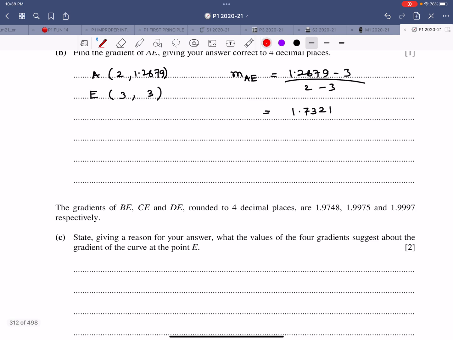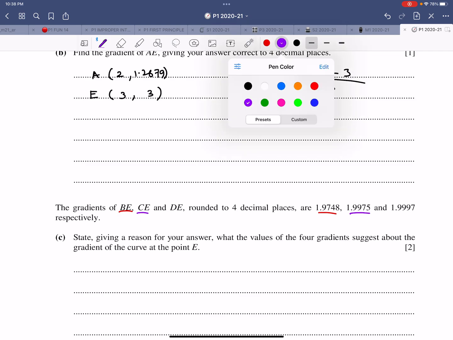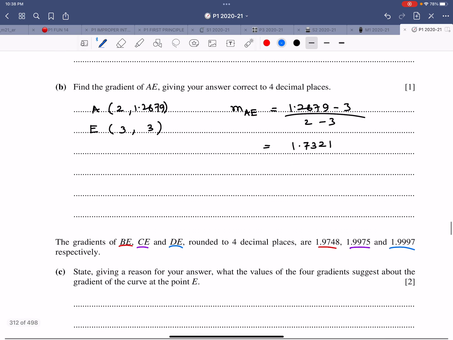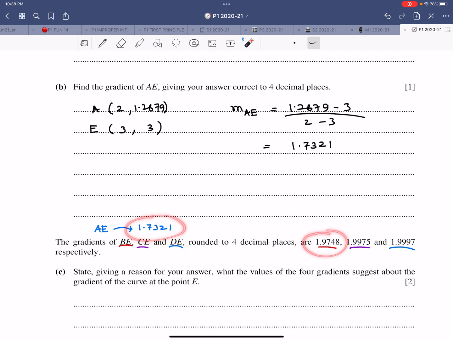So this is BE and this is CE and this is DE, and the first one was AE, that is 1.7321, and AE is 1.7321. Now look at the 4 gradients. The point E is constant. The 4 gradients are 1.73, 1.97, 1.99, 1.999. So it's getting closer and closer to 2.